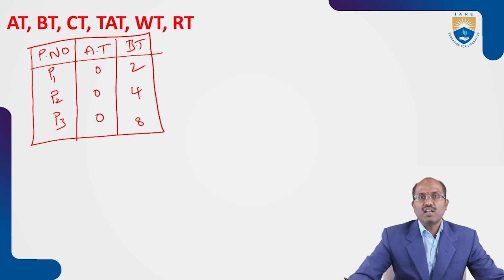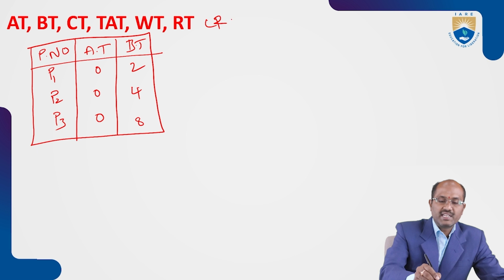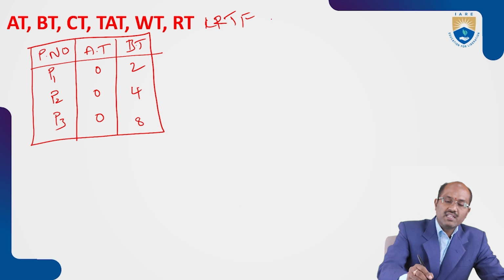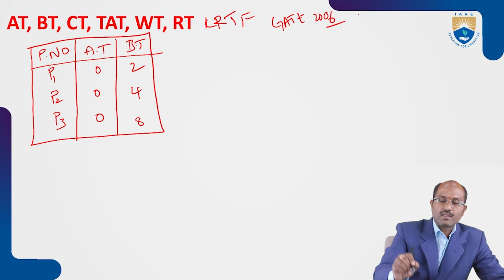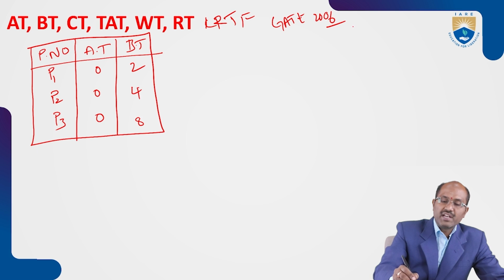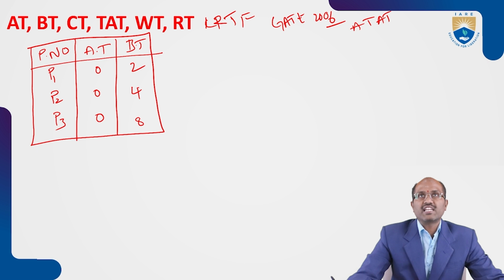Okay, the algorithm you have to implement for this problem is the longest remaining time first, LRTF, algorithm. This problem was given in GATE 2006, asked in the question paper. So we have to calculate the average turnaround time for this problem. How to calculate the average turnaround time?